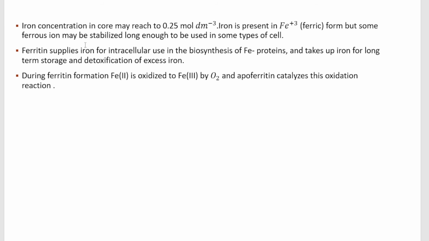Initially, actually, what happens when this protein stores the iron, it stores it in the core in the form of Fe+3, but actually it was in Fe+2 form, which gets then converted into Fe+3 and stored. So during this process, some of the iron atoms may also be present in ferrous form, that is Fe+2 form. Okay. And what is the function of ferritin? You know that it is an iron storage protein. So it supplies iron for intracellular use in the biosynthesis of ferritin protein.